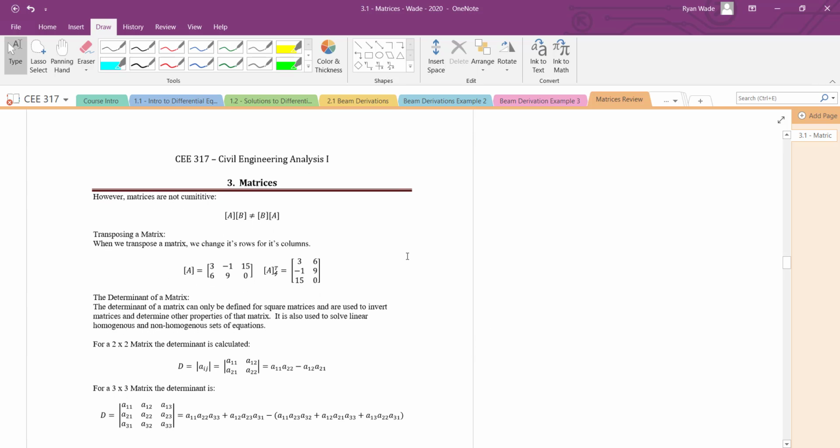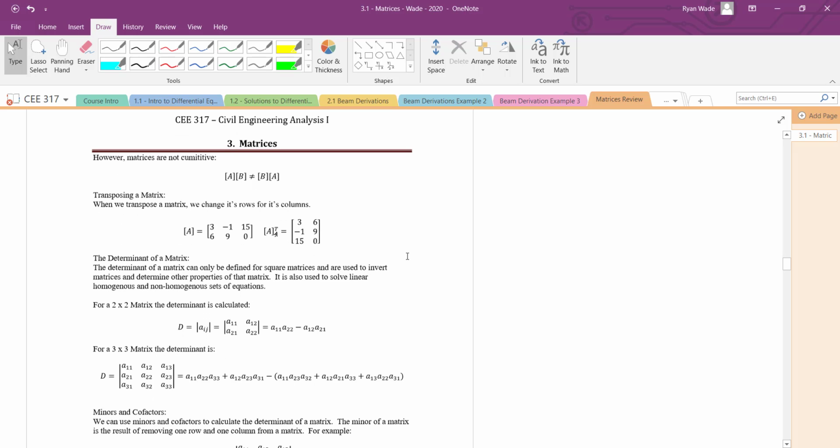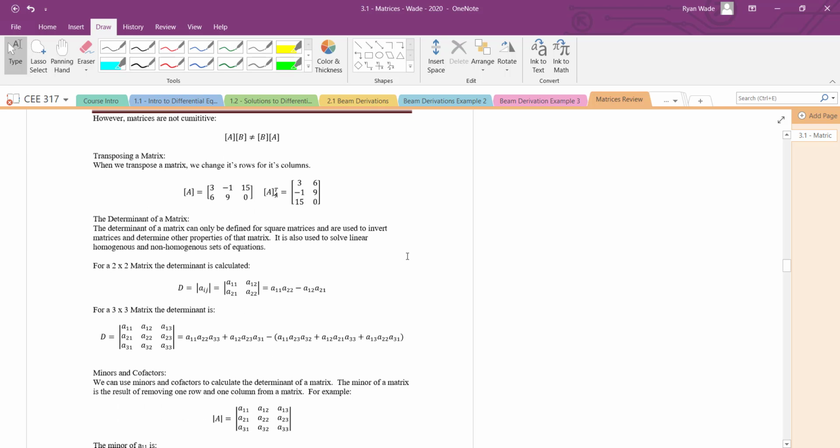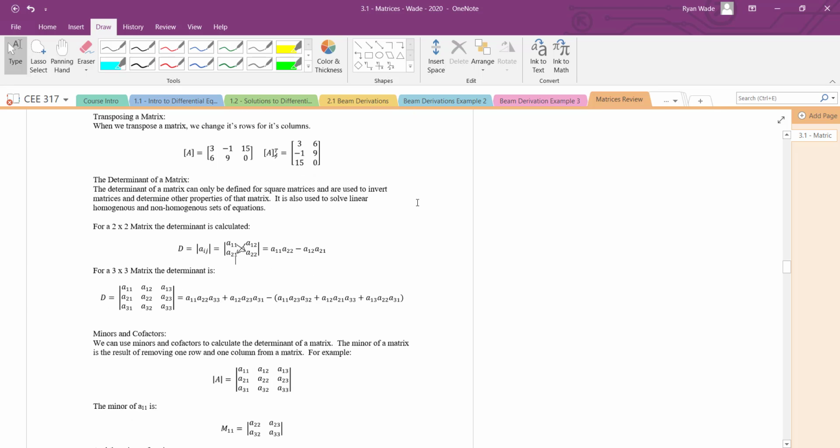The determinant of a matrix is something that we can use to solve linear, homogeneous, and non-homogeneous sets of equations, which is useful sometimes. Basically the determinant is calculated by those two multiplied by each other, and then those two multiplied by each other, those two subtract that. So yeah, we can use it to invert matrices. We can use it to determine a whole bunch of stuff with matrices.